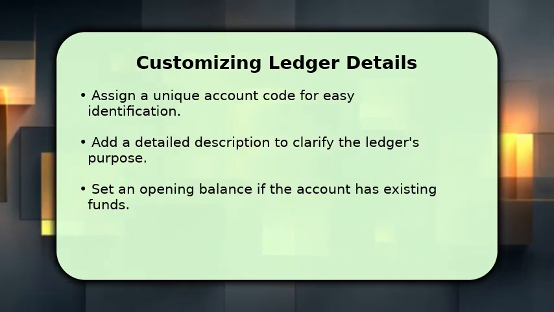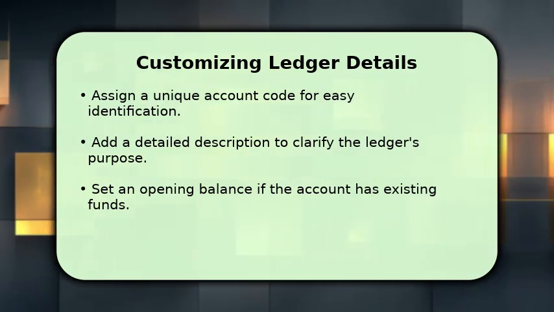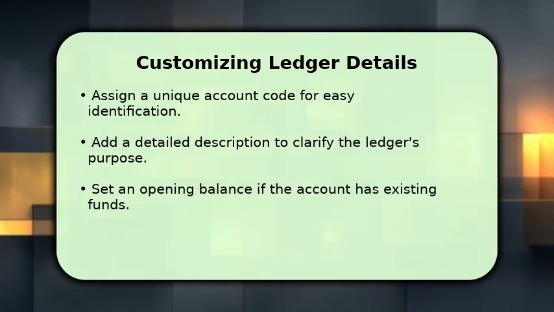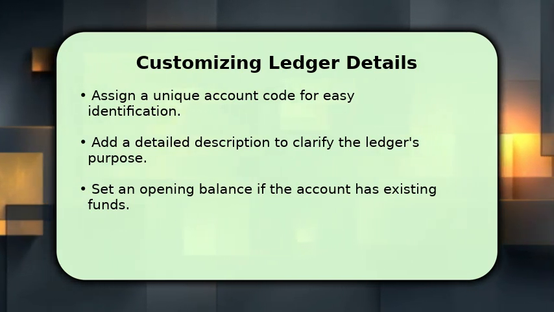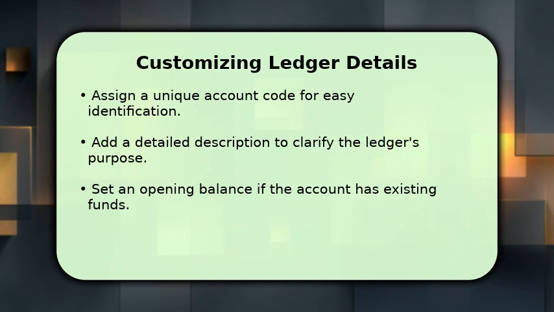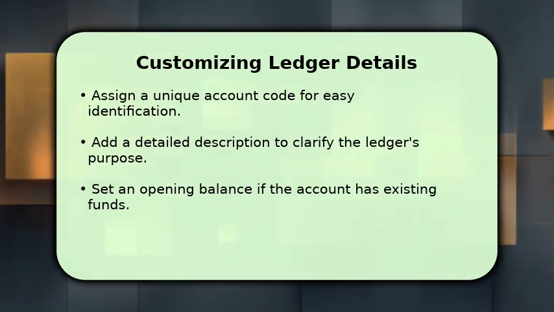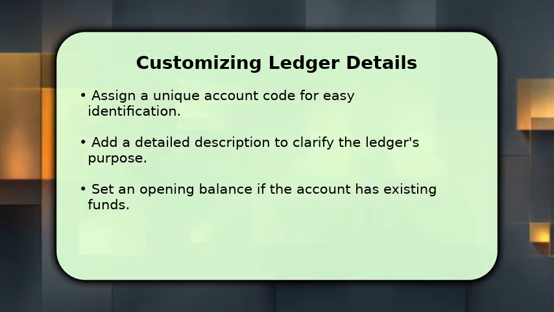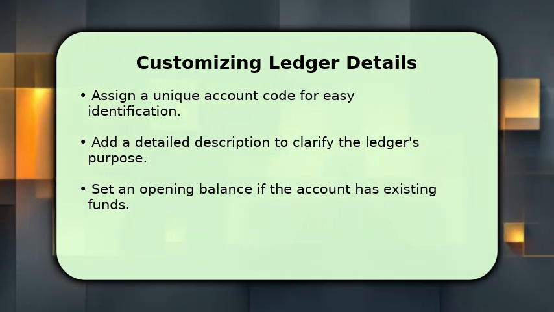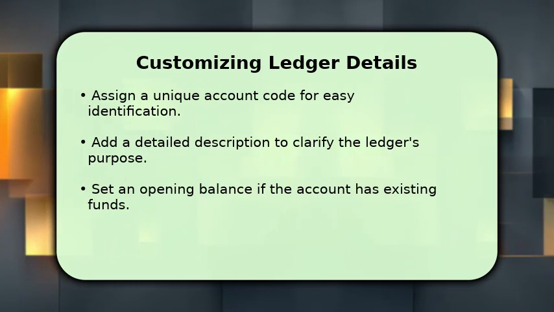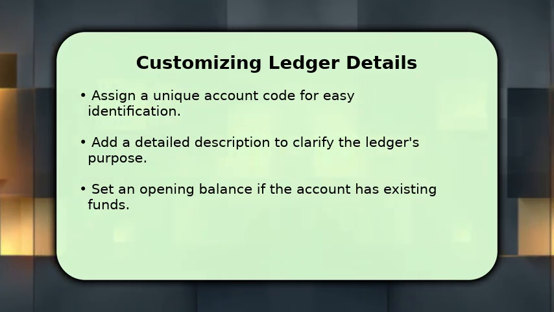Assign a unique account code, which helps in quick identification and organization. Provide a clear description to explain the ledger's specific use, which is helpful for anyone reviewing your books. If this ledger represents an account with an existing balance, like a bank account, you can enter an opening balance. Finally, ensure the ledger is marked as active to use it for transactions.